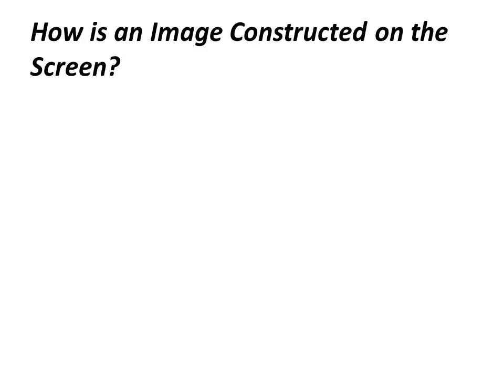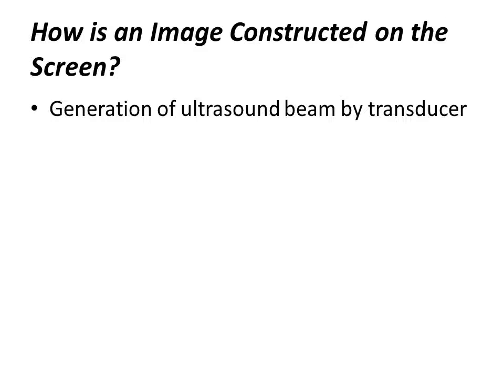So how is an image constructed on the screen? Let's go through some repetition of what we just talked about. First, generation of the ultrasound beam by a transducer, which we've already seen. Now the beam enters the tissue across a coupling gel that you put on the ultrasound probe and apply to the skin. And please try and use the specific ultrasound gel rather than anything lubricating that you come across.